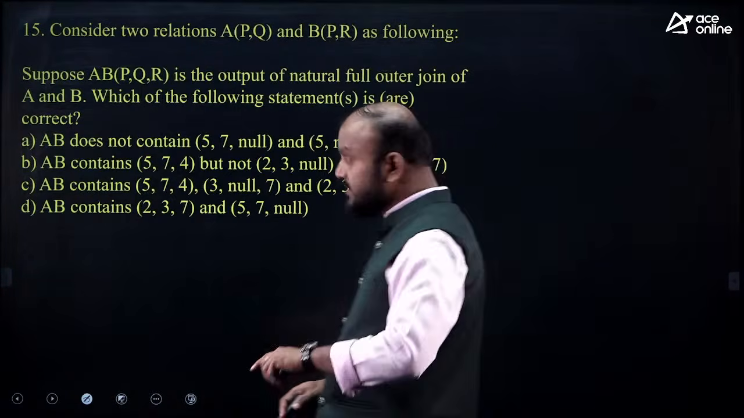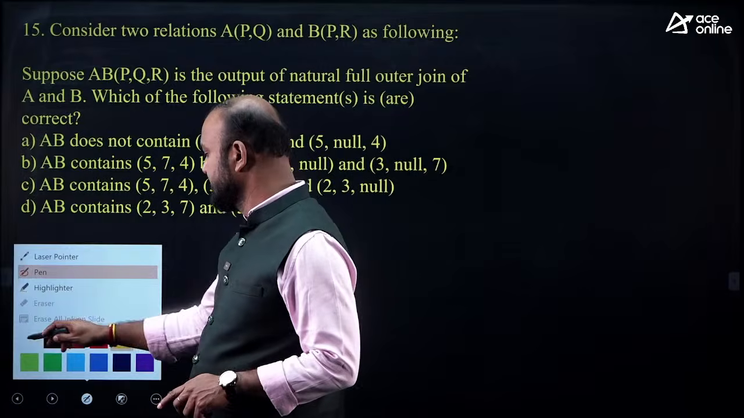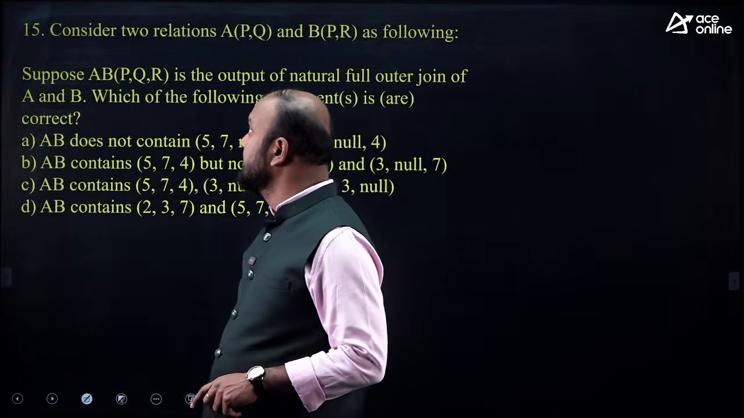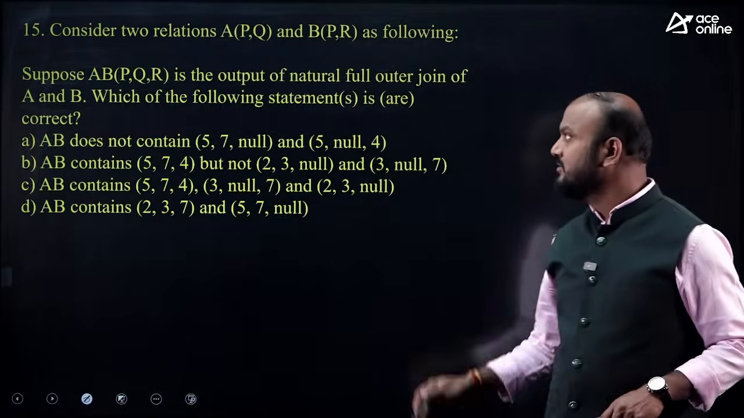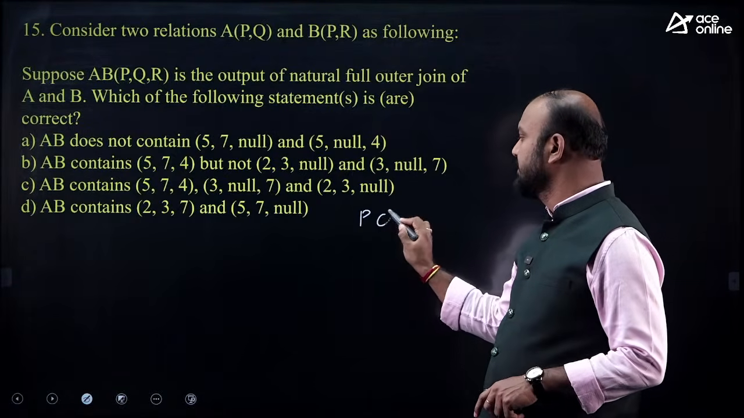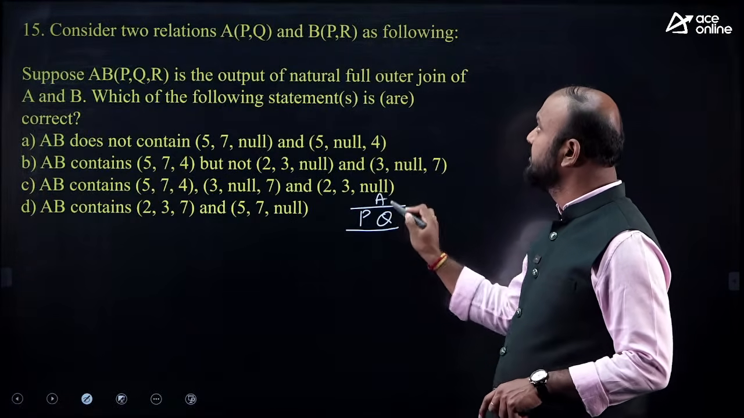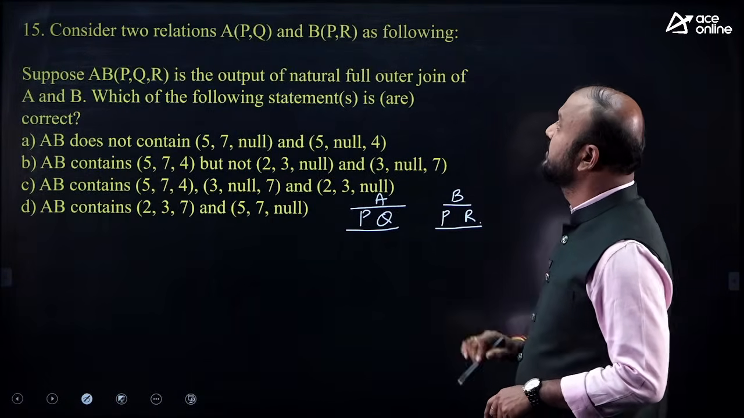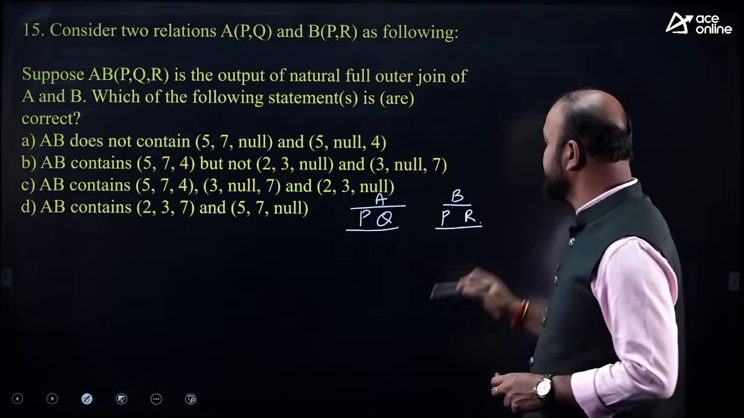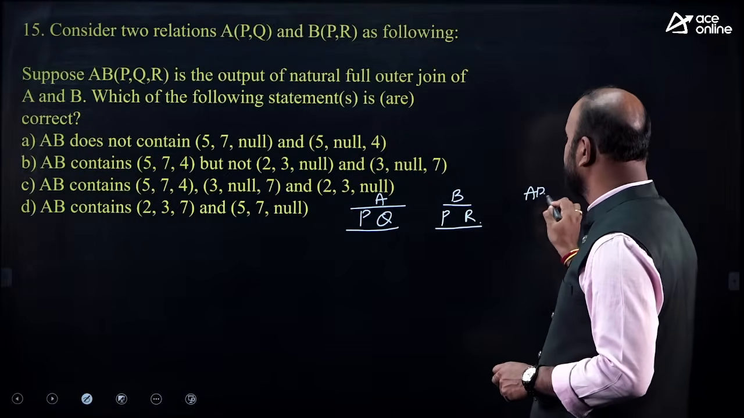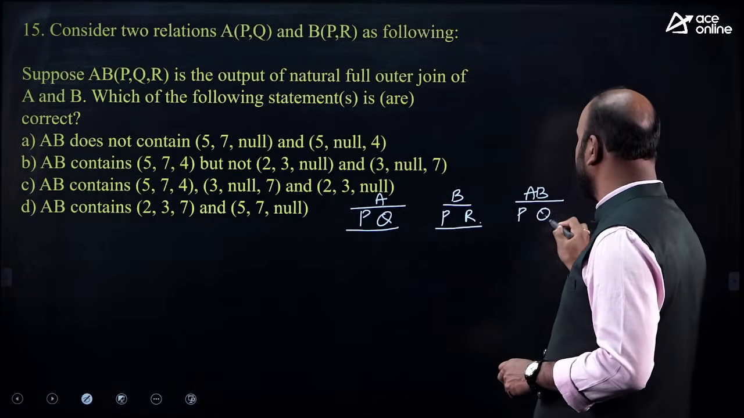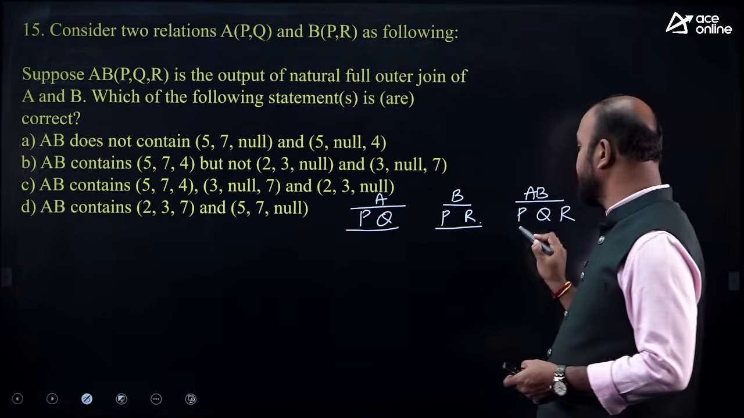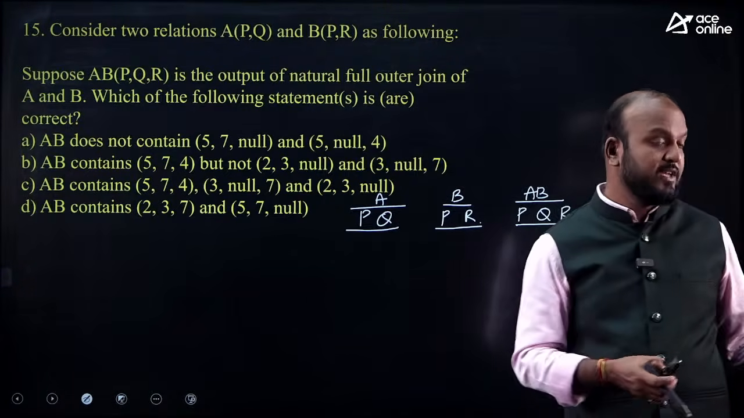Okay, look at this question. Consider two relations A of PQ, APQ and BPR, BPR as following. Suppose AB and the table is PQR, okay? AB and the table is PQR. One minute.